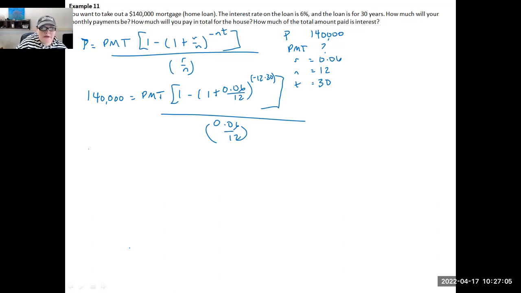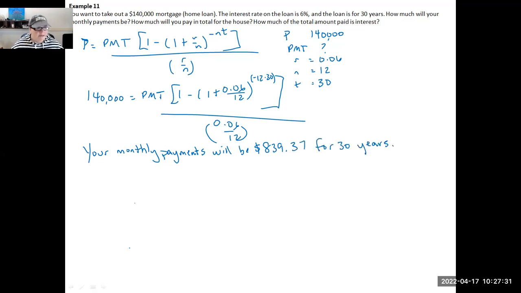So how much will you pay? Your monthly payments will be $839.37 for 30 years. Whew, it's a long time. Next part, how much will you pay in total for the house? So total pay, so PMT, times 839.37.